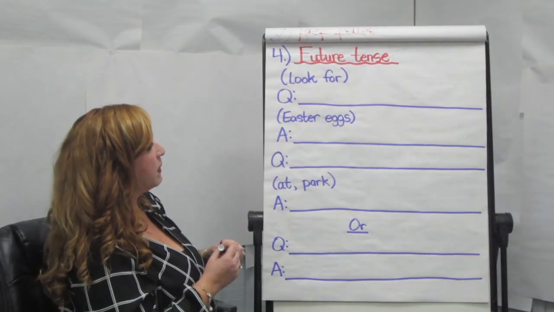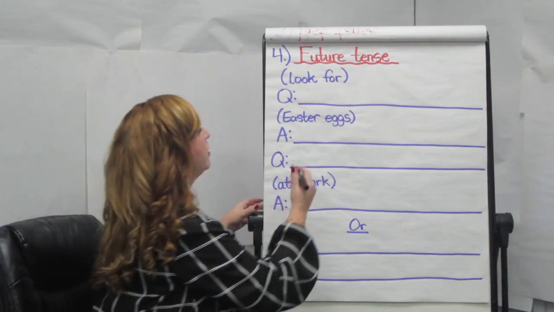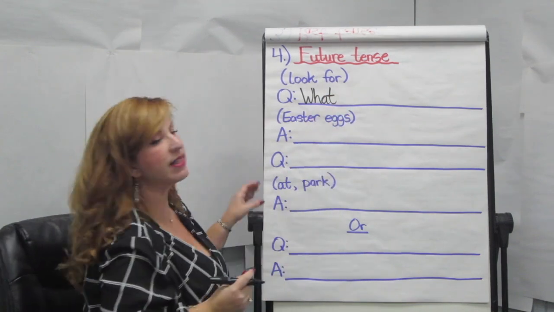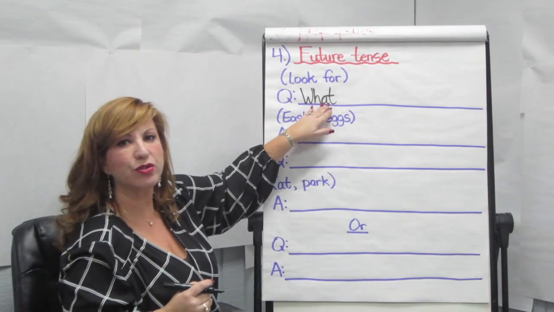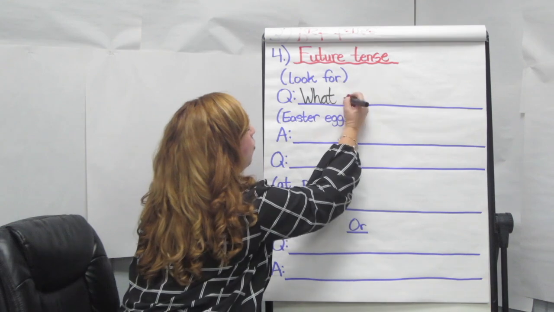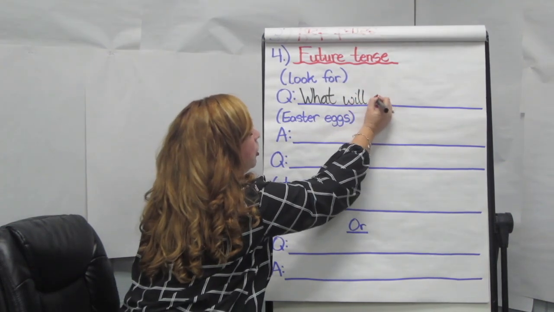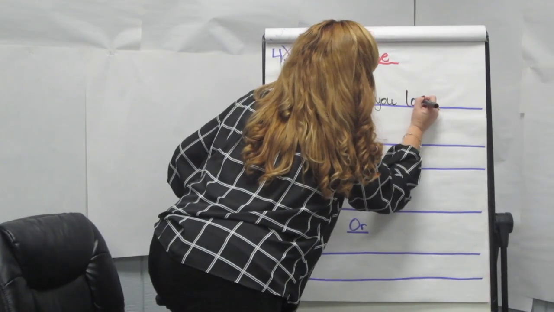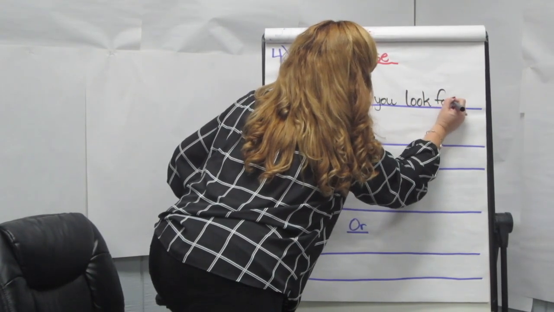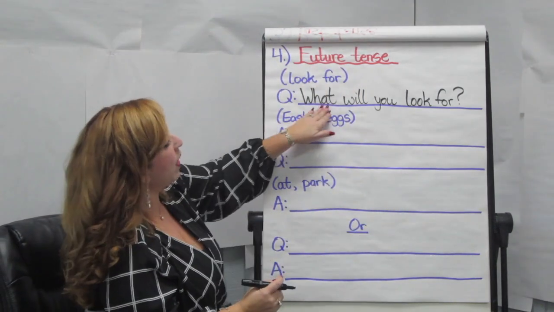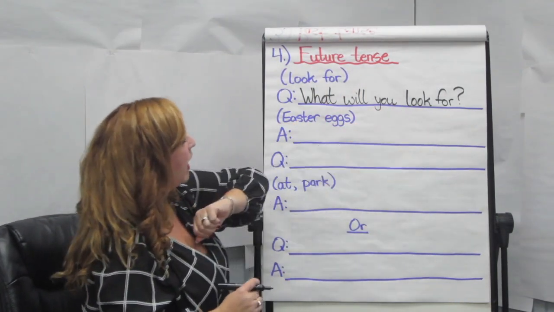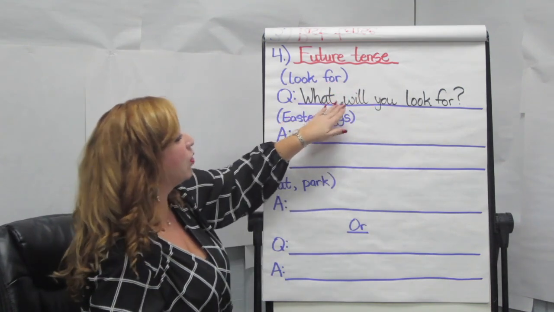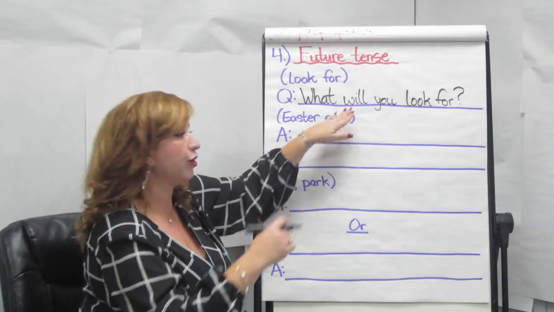So, let's begin with our what question. And because it is in the future, we always use will. What will you look for? And again, you could see that look for is still in the present tense, but will is indicating future.